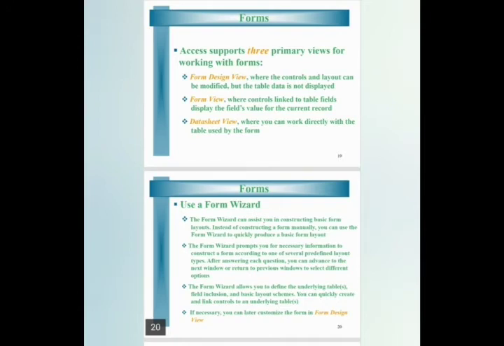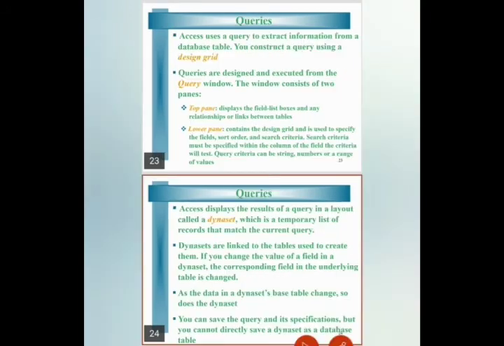Now, Access supports three primary views for working with forms. Form design view, where we can control the layout and modify it, but the table data is not displayed. Form view, where controls linked to table fields display the field's value for the current record. Datasheet view, where you can work directly with the table used by the form.